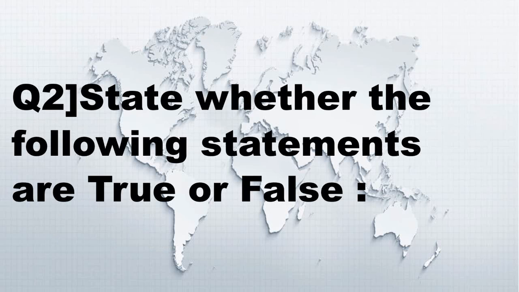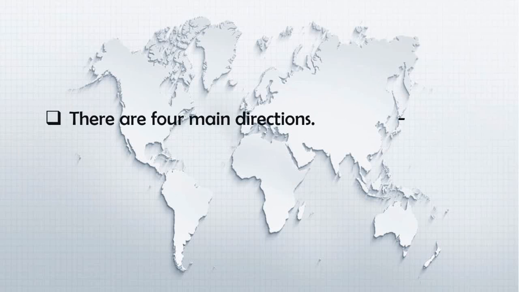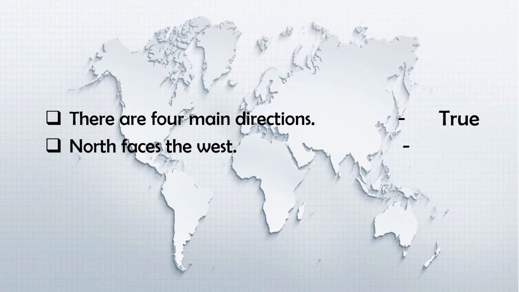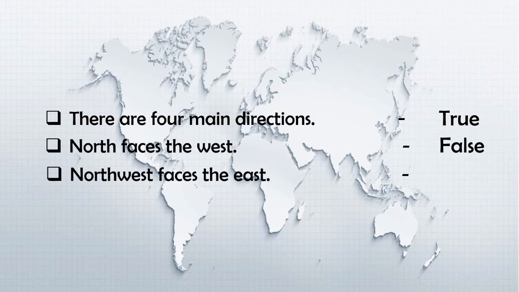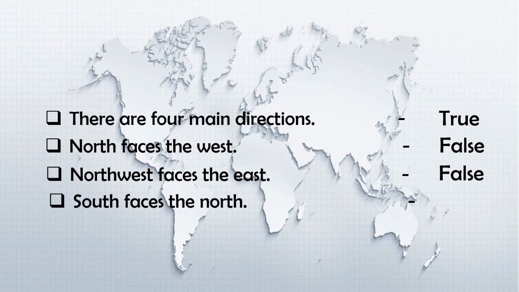Question number 2. State whether the following statements are true or false. There are 4 main directions. What is the answer? True. North faces the west. False. Northwest faces the east. False. South faces the north. True.